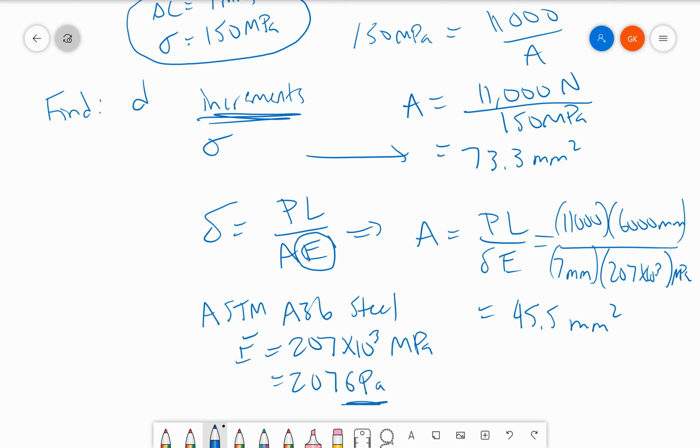So this guy, 73.3, is bigger. Therefore that means the stress is most important. If we have to use one, we're going to use this guy to calculate the diameter.